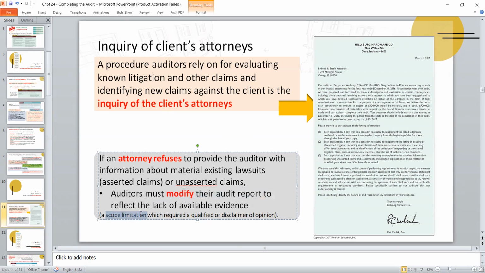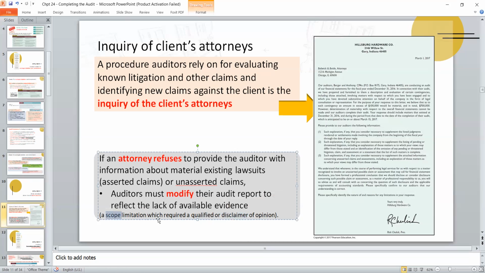Like you remember from the auditing course, if your scope is limited by the management, by the company, you cannot issue the unmodified opinion, because this is a scope matter. They can have the qualified opinion, or maybe the worst is the disclaimer, because the scope is limited.